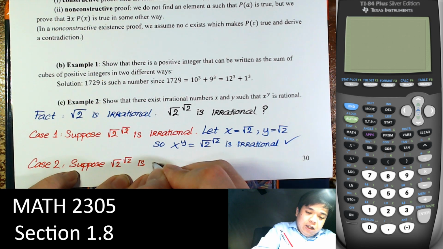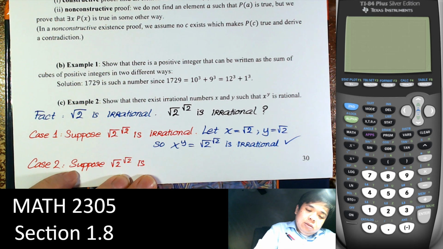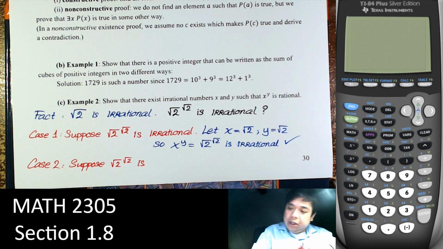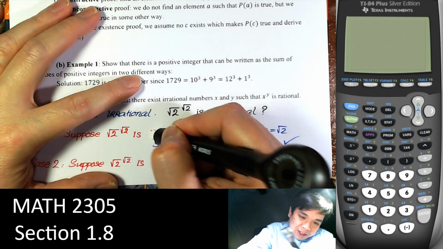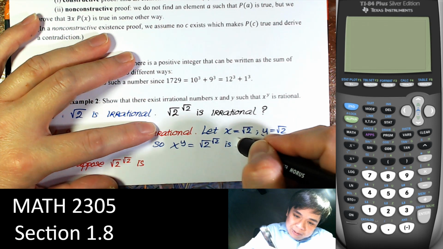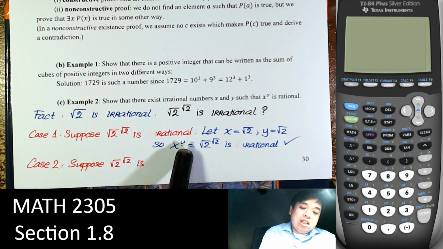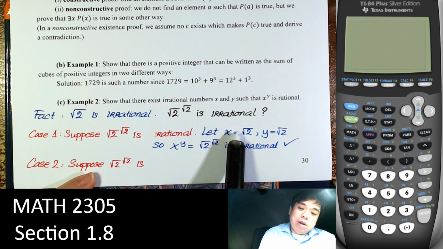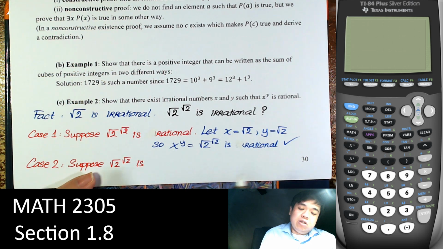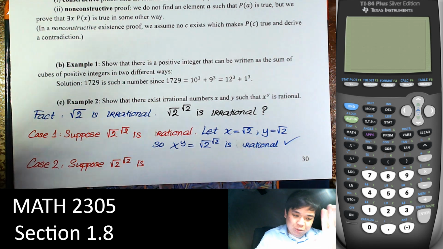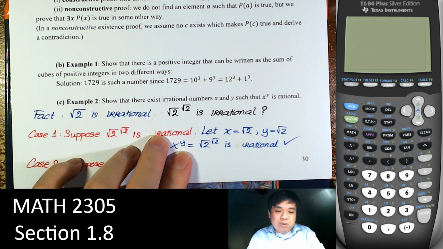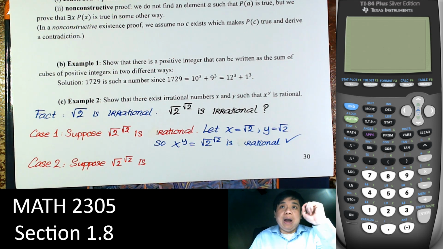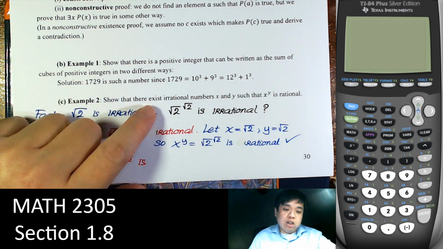Wait, sorry, I got it backward. Suppose that it is a rational number, so that's good. An irrational number raised to an irrational number is rational, right? Suppose it's a rational number, then we have an irrational number raised to an irrational number equal to a rational number. So we found one example that shows that they exist.